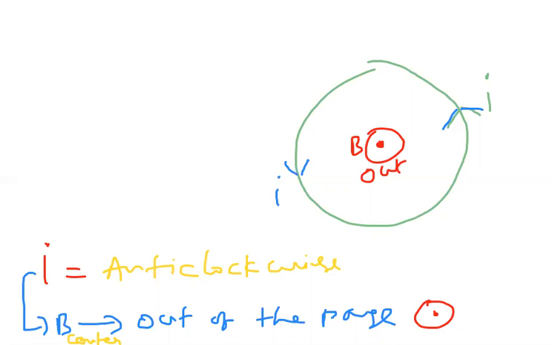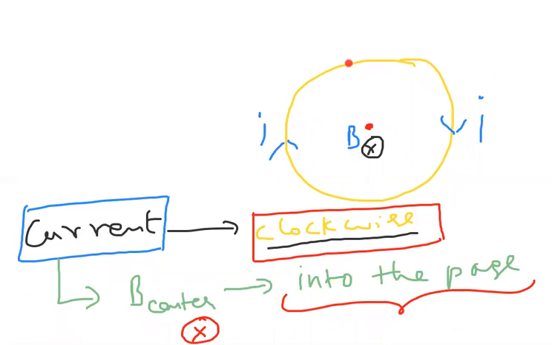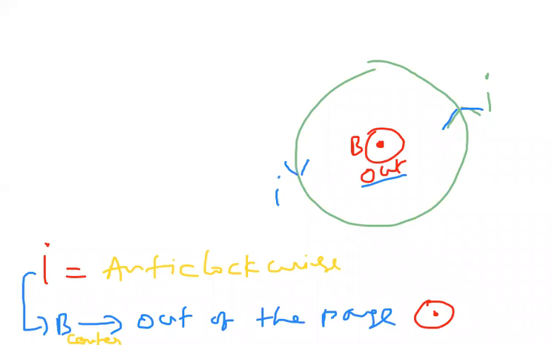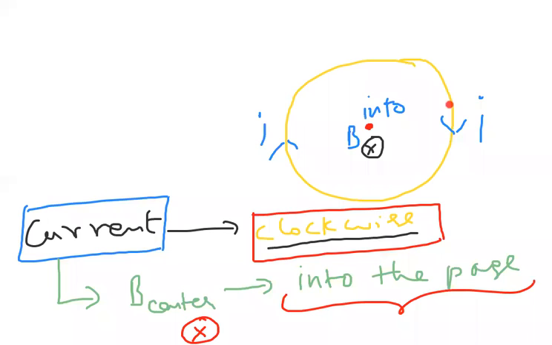Now again if you observe here, in which direction is the current flowing? The current is in clockwise. At the center, the magnetic field is into the page. In the second situation, what we wrote: the magnetic field is outside the page when current is flowing in anti-clockwise direction. This is a simple way to remember the direction for a circular current carrying conductor.